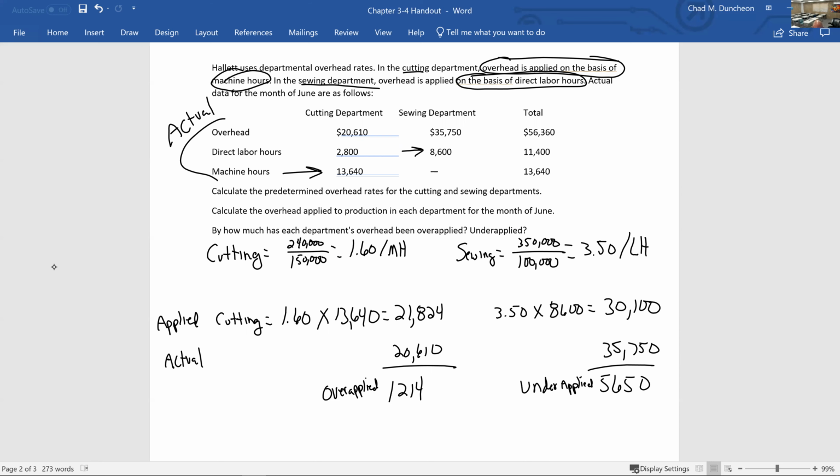And if you put them both together, you will find that for the entire month, our overhead was 4,436 under applied. That means when we make our adjustment for the month, we are going to increase our cost of goods sold by almost $4,000, which is not a good thing, because it is going to hurt our gross margin.